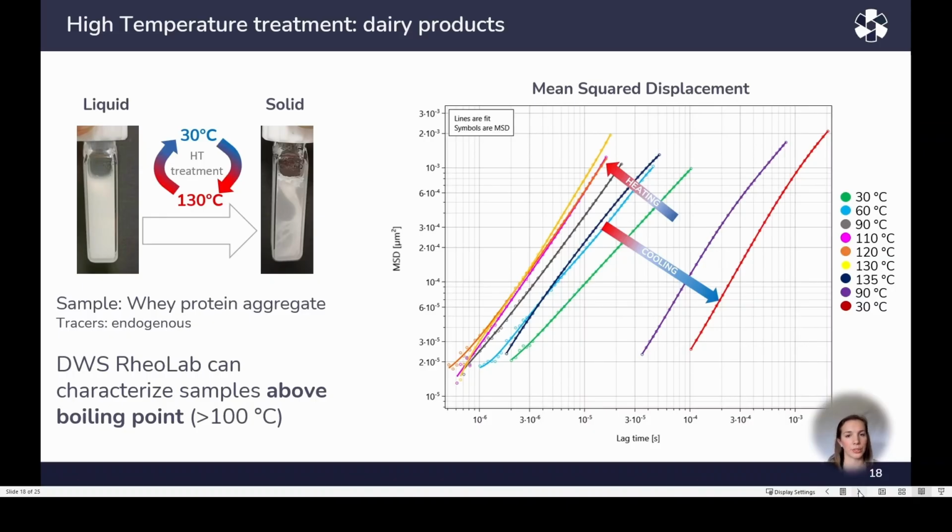This study was conducted in collaboration with Arla Foods as industrial partner, and we present the use of diffusing wave spectroscopy to monitor structural changes in aqueous whey-protein aggregate dispersions at temperatures up to 135 degrees Celsius. Different dispersions with varying salt concentrations were subjected to a controlled heating-cooling cycle to investigate temperature and salt-dependent structural evolution.